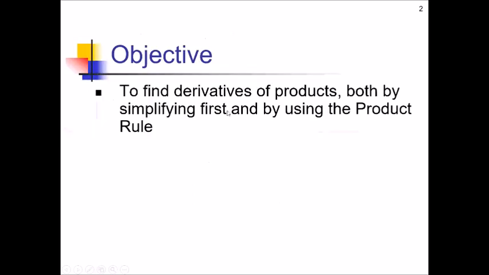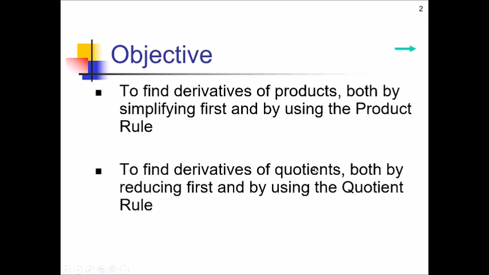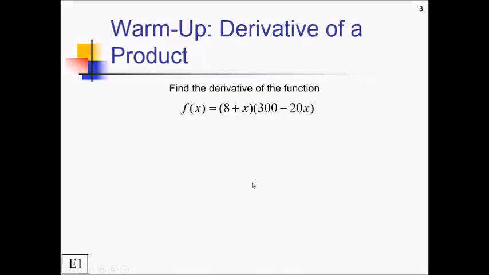In this one, we will find derivatives of products by simplifying first and using something called the product rule, and we'll do the same thing for quotients, both by reducing and by using the quotient rule. For the warm-up on this one, see if you can figure out the derivative of this function based off of what you already know for sure.